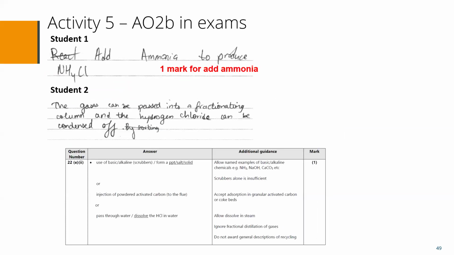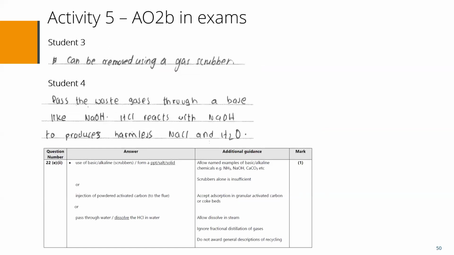Okay, so there's the first answer. And unfortunately, 1 mark for ammonia has cropped up immediately because I flicked it too quickly. But I think you'd have got that answer pretty quickly. So ammonia is acceptable. The second one: the gases can be passed into a fractionating column, and the hydrogen chloride can be condensed off. That is no marks because the mark scheme says ignore fractional distillation. Okay, sorry, I flipped through that one a little bit quickly, so I'll give you the opportunity to answer the second one. So work out the answers to those for yourself.